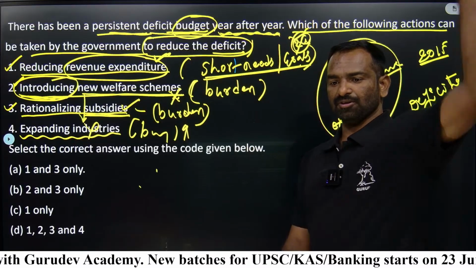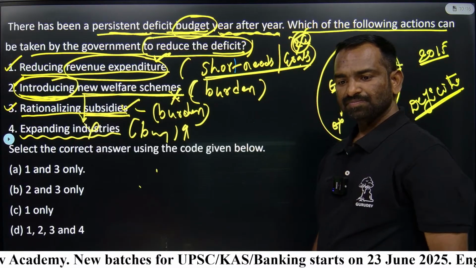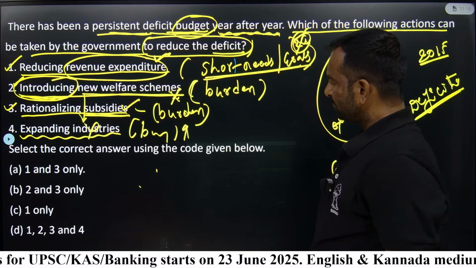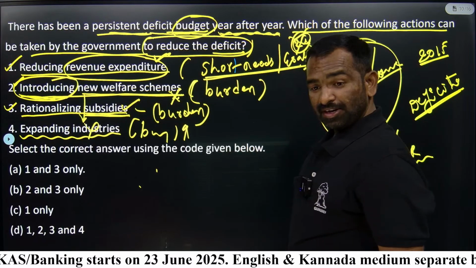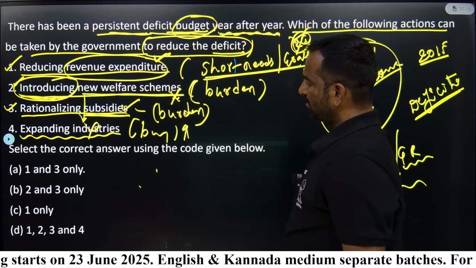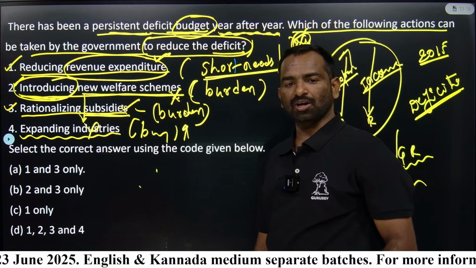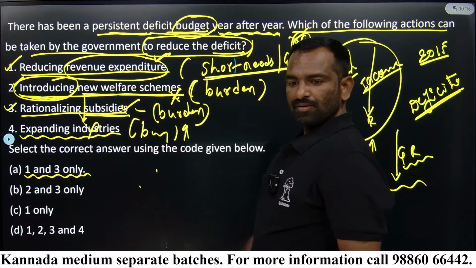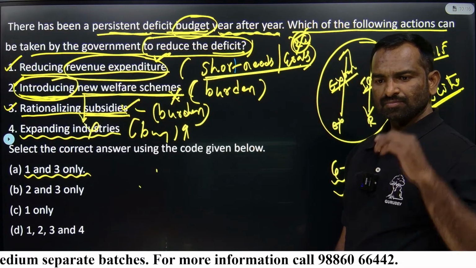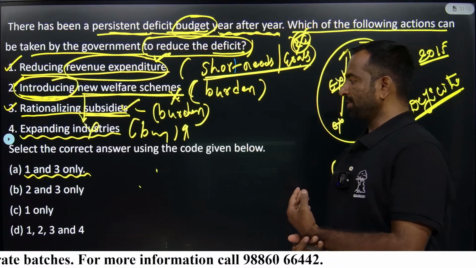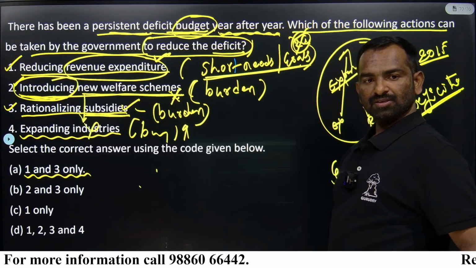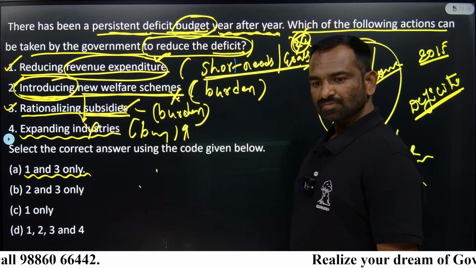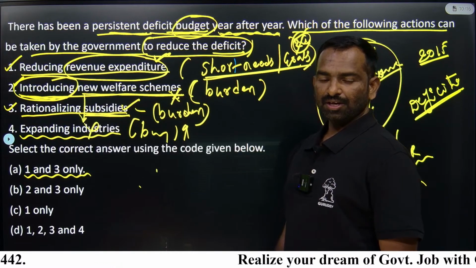Please comment. Good evening, Ravi. What's your answer? Only 1 and 3, 2 and 3, 1 only, or all of the above? Sadashiva says A. Okay, fine. Very, very good. Gayatri says A. Okay, thank you.